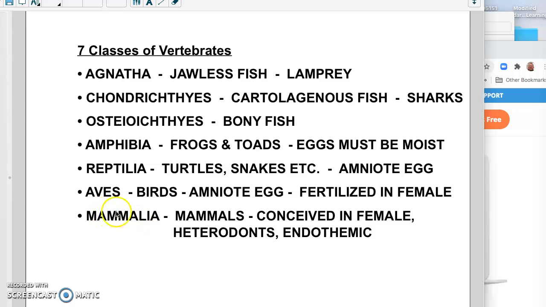Next is the Mammalia. These are the mammals. They are conceived inside the mother. They are heterodonts. Hetero means different, dont means teeth. They have different kinds of teeth, like incisors, eye teeth, and molars. And they are also endothermic. Thermic means heat. They control their heat from inside.